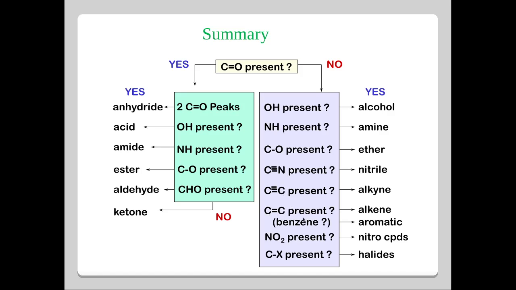If this is not present, look for C=C vibrations in the range of 1400 to 1600 cm⁻¹. If there are multiple peaks, it could be benzene or an aromatic ring system. If there is just one peak, it could be an alkene.